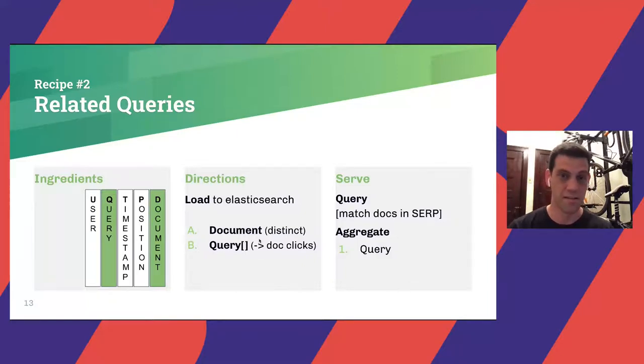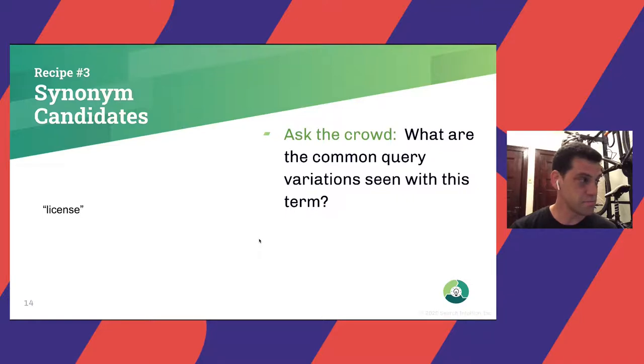It's fun stuff, right? So the third recipe is synonym candidates.